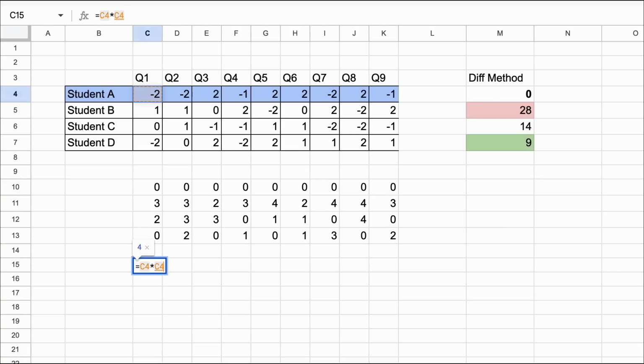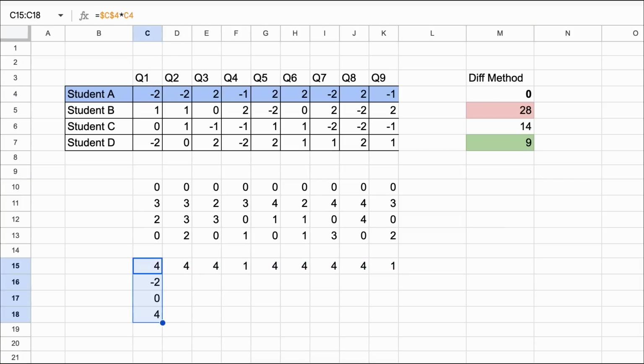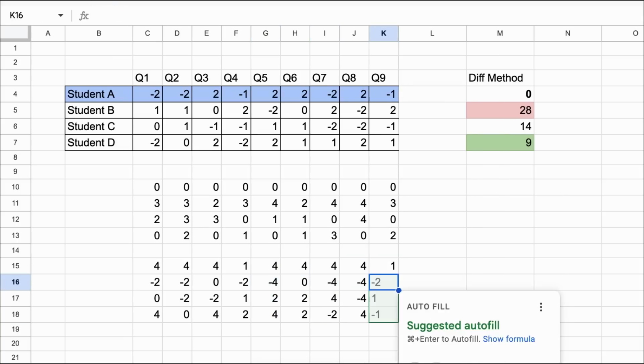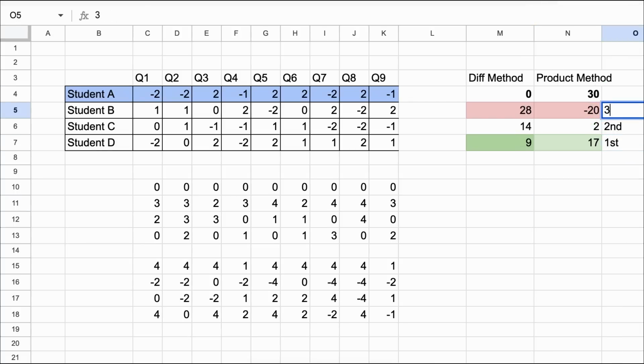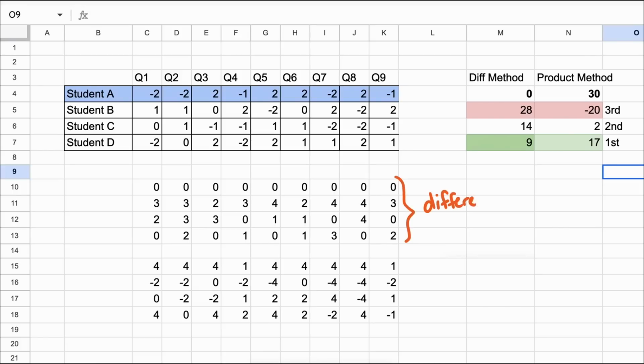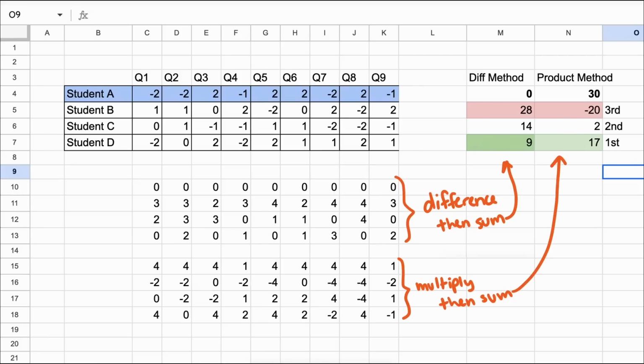Other students instead suggest multiplying paired answers and summing the results. The logic being same-signed pairs contribute positively to the total, while opposite-signed pairs subtract from it. And a positive sum indicates a stronger match, with higher totals being better and negative totals worse. Using this method, we get the same ranking as before. The only difference between the two approaches is the operation to calculate the amount of a match for each pair.